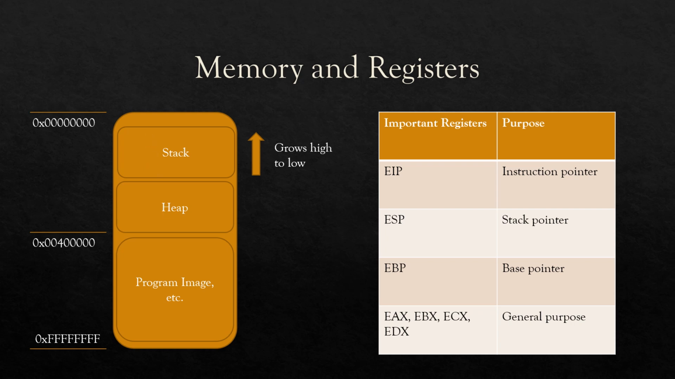Then on the right, we have important registers. So the instruction pointer will contain the address of the next instruction to execute. The stack pointer will contain the address of the top of the stack. The base pointer will contain the address of the start of the stack frame. Then we have several general purpose registers, which will be used for temporary storage or for computations. There are also many other registers that we're not going to touch on here.